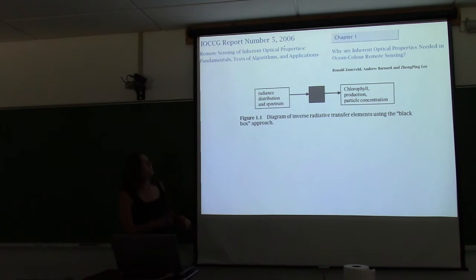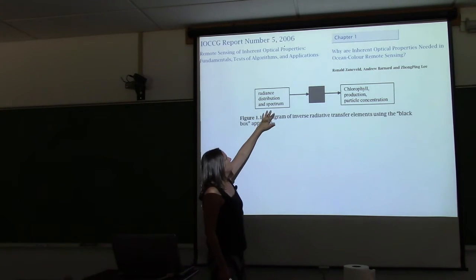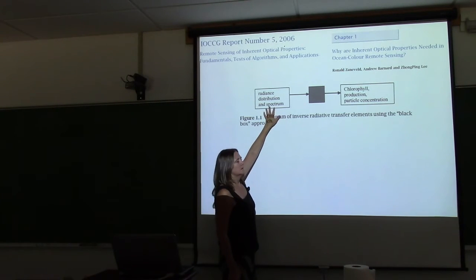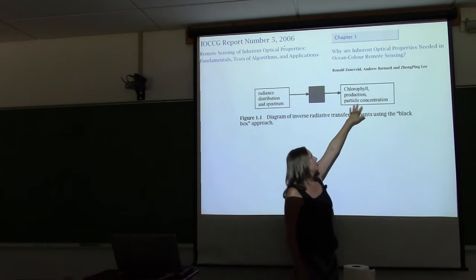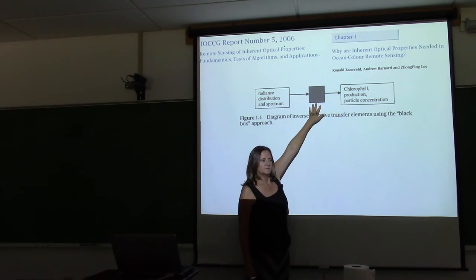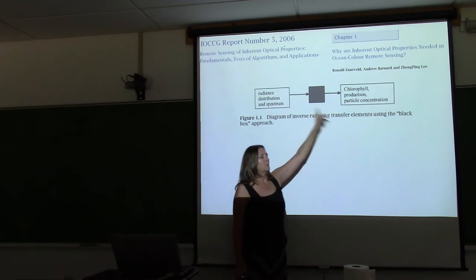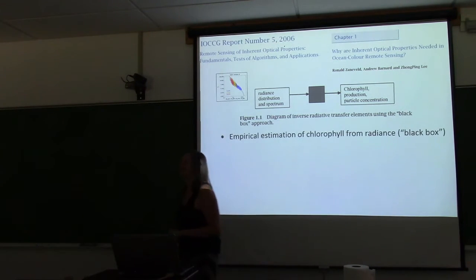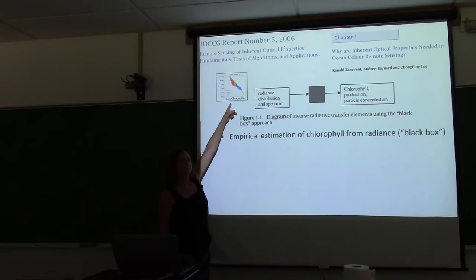So in that report in 2006, Ron Zaneveld, Andrew Barnard and Zhongping Lee wrote the first chapter on why inherent optical properties are needed in ocean color remote sensing. And their thought was that if you take the radiance distribution and the spectrum, you can predict chlorophyll through this black box, right? So we laugh, but laugh away, because that's what we're doing here.